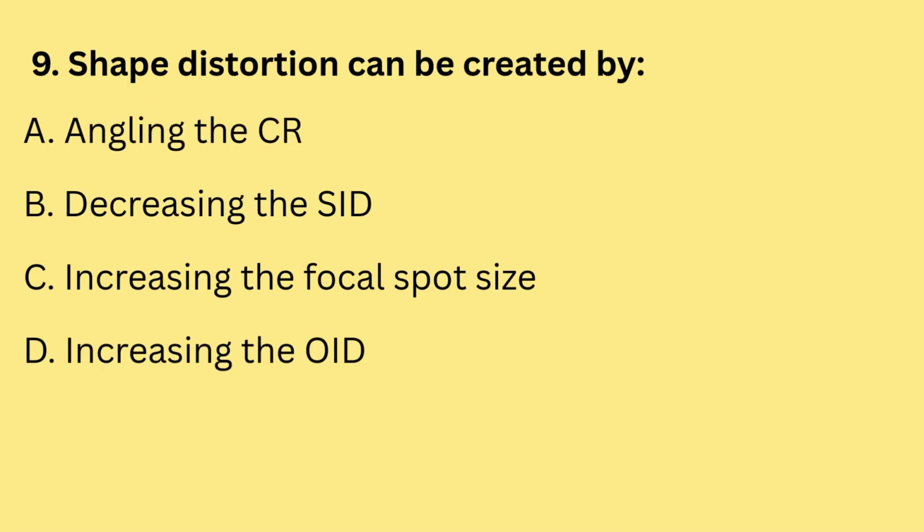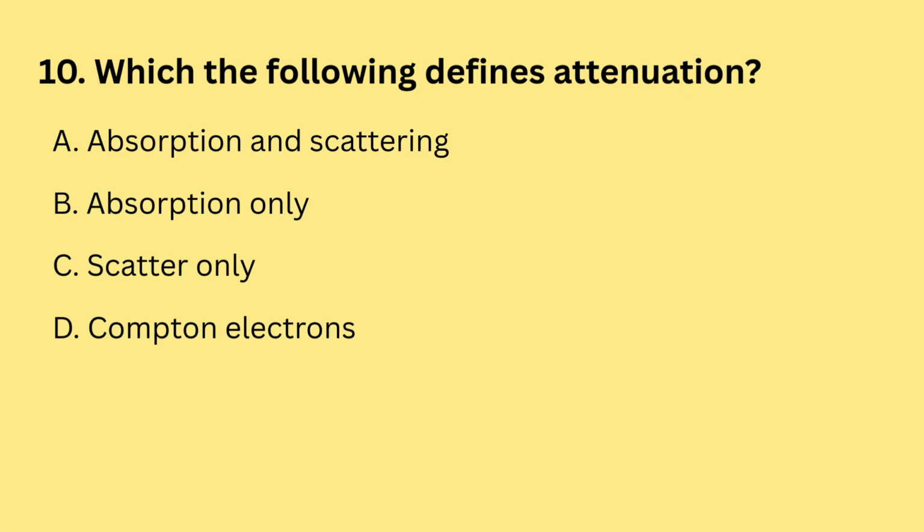Question number 9. Shape distortion can be created by A. Angling the CR, B. Decreasing the SID, C. Increasing the focal spot size, D. Increasing the OID. Answer is A, angling the CR. Number 10. Which of the following defines attenuation? A. Absorption and scattering, B. Absorption only, C. Scattering only, D. Capturing electrons. Answer is A.